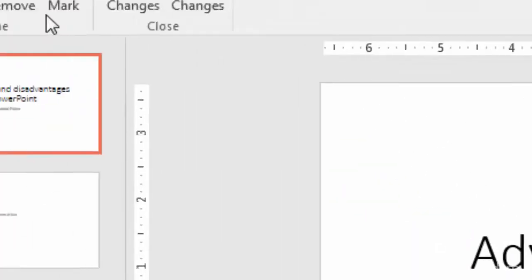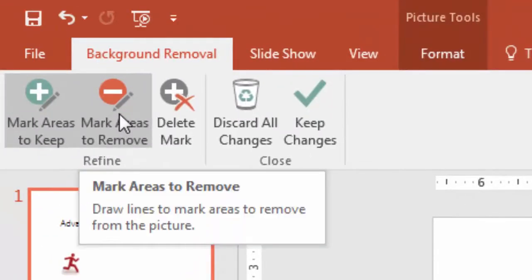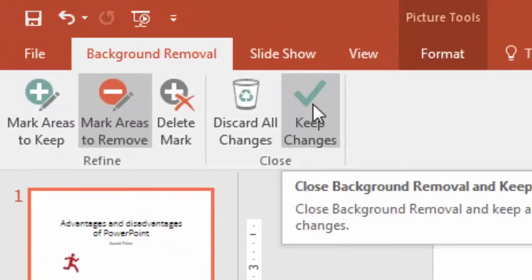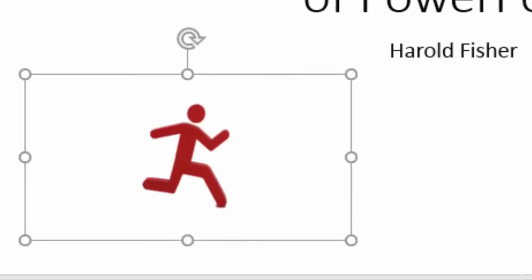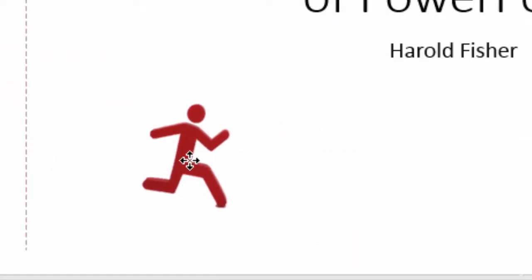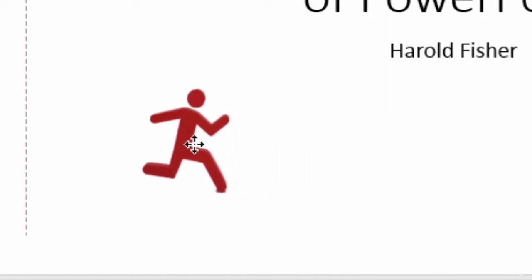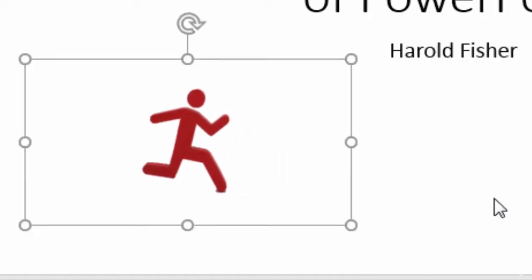And let's see, Mark Areas to Remove. Let's click on that one. And we're going to mark that area right there. And see, it takes that out. And we're pretty much done. Now we can click Keep Changes. And there you go. Now we only have the runner, the one who had the advantage. We have that one individual right there on the slide.